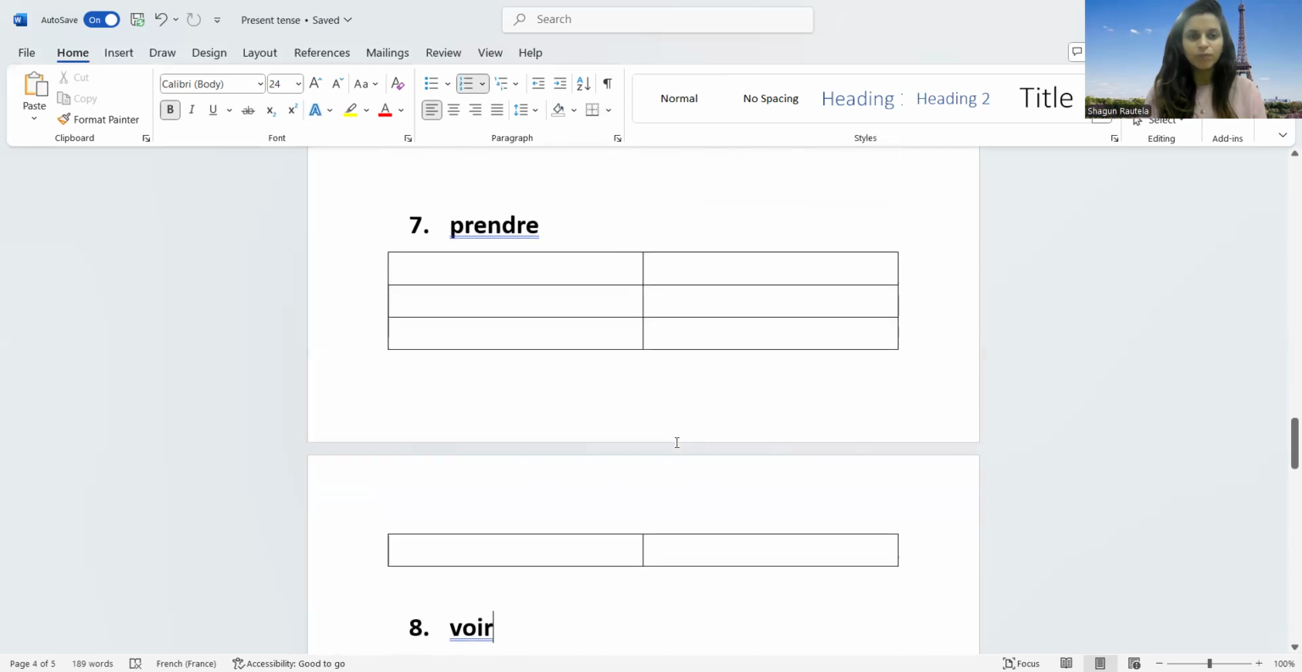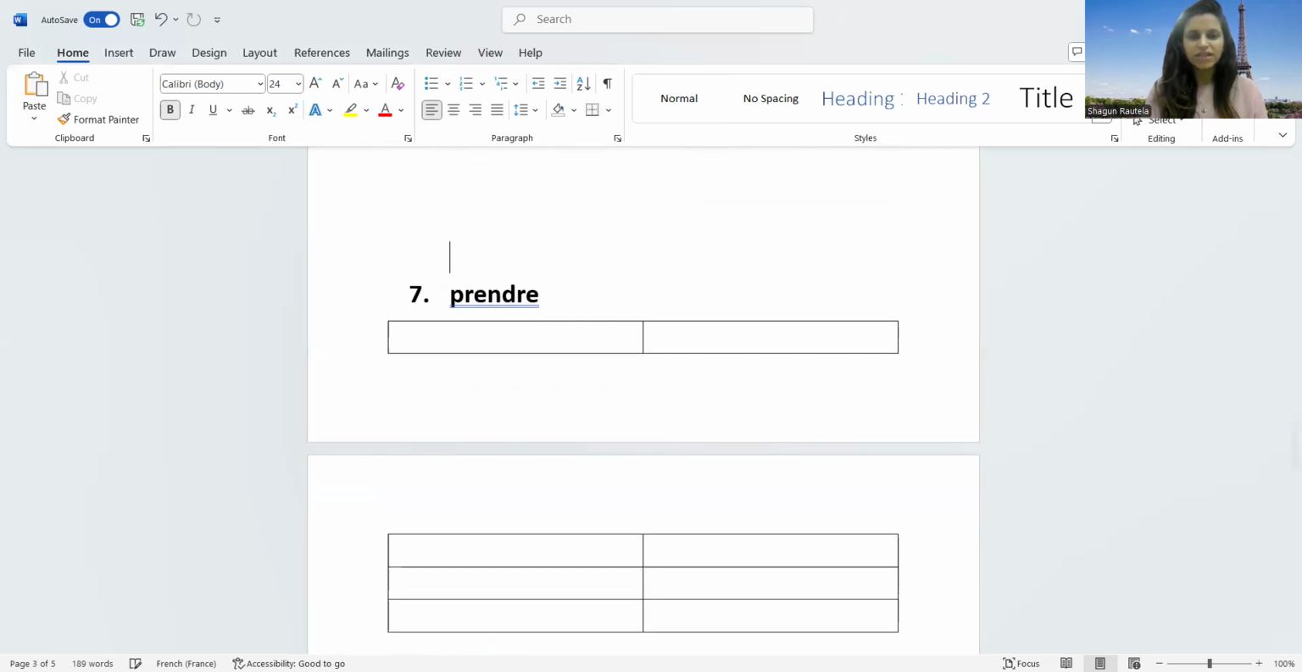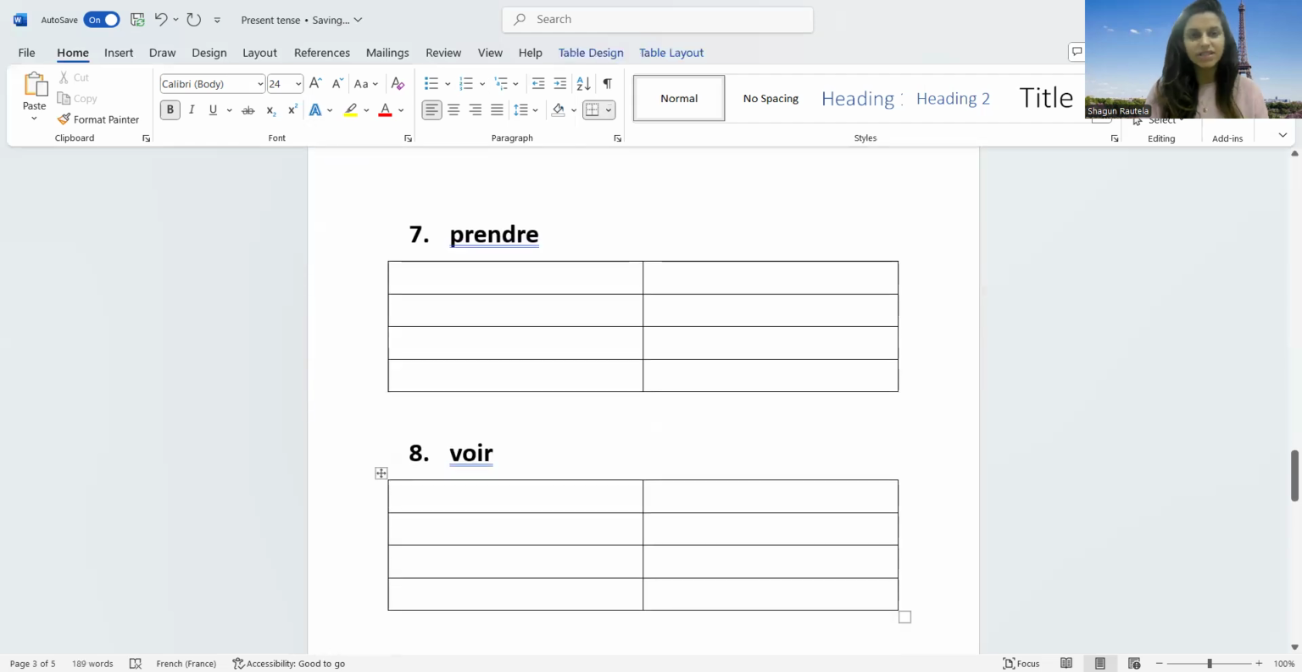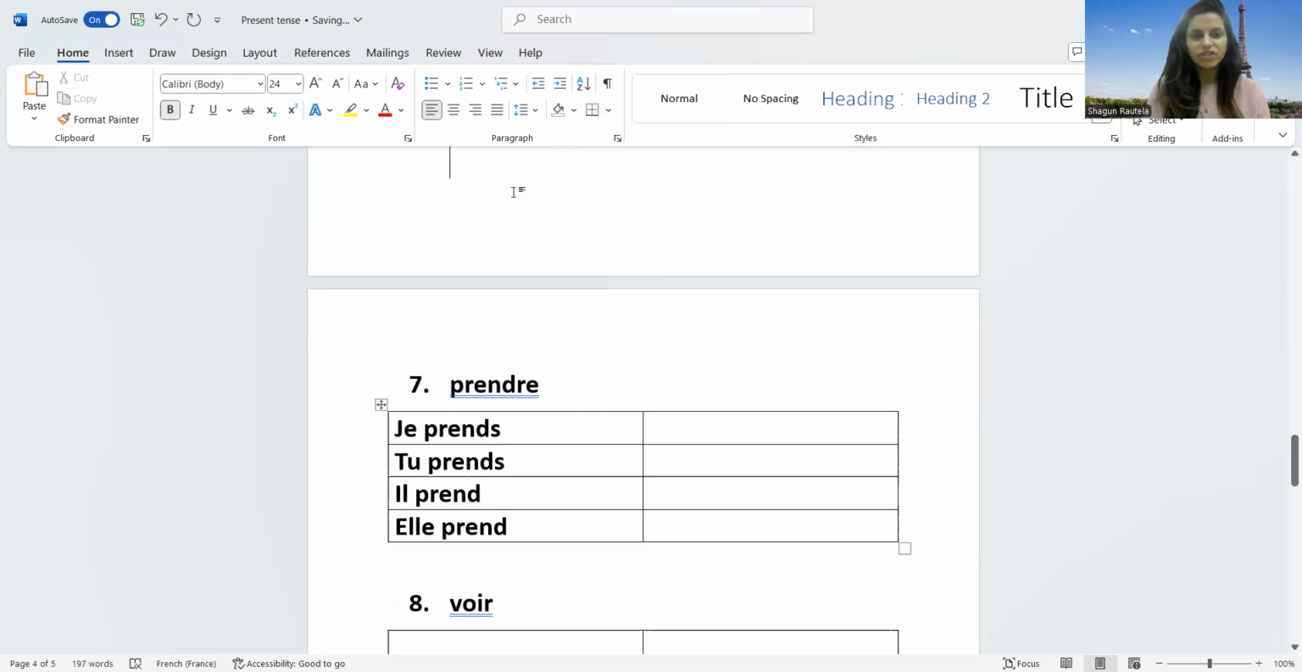Moving on to the next one, prendre. First, let's see the conjugation. So, DRE, we are going to cut RE and add S. Je prends, tu prends, il prend, and prendre is to take. We use this verb for breakfast. Je prends mon petit déjeuner. I'm taking my breakfast. Je prends mon déjeuner. I'm taking my lunch.